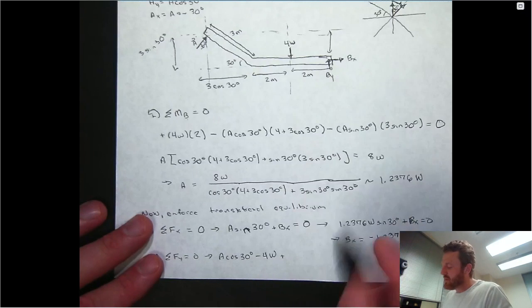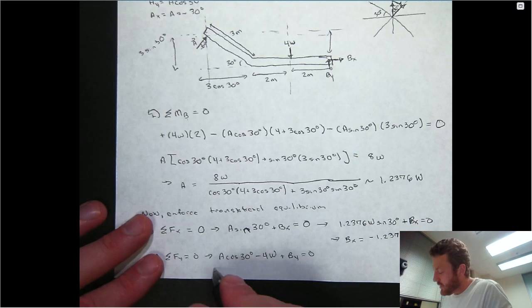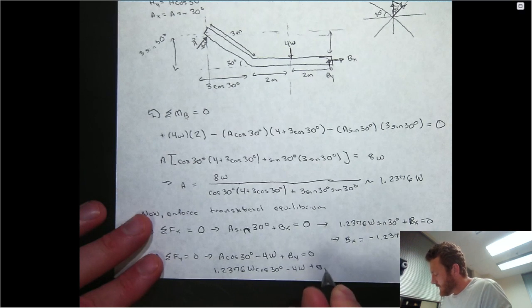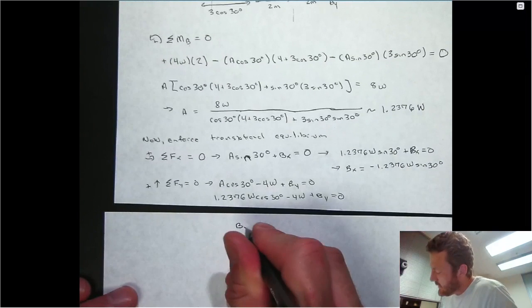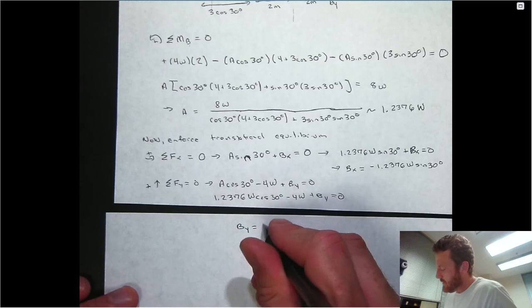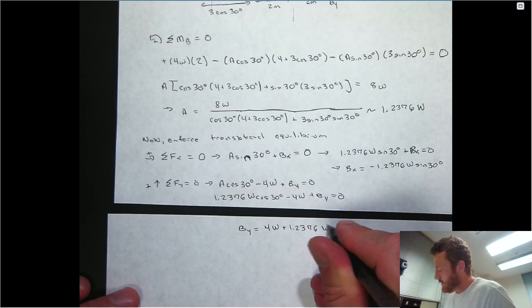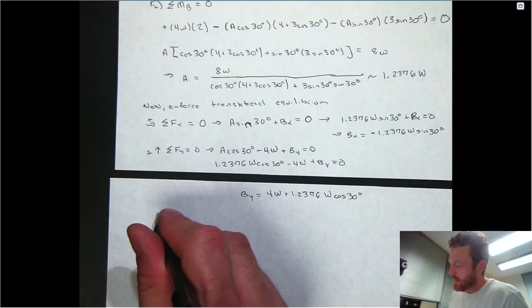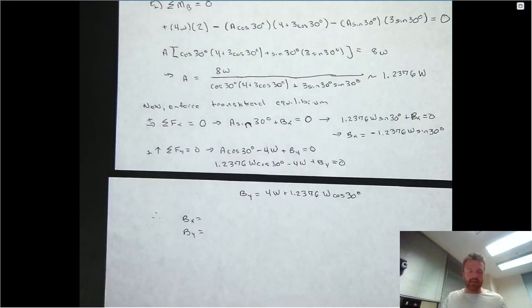And don't forget the y component of the reaction at B. And remember, you can substitute in for A: 1.2376 W cos 30 minus 4W plus By equals 0, which means that By is going to be equal to 4W plus 1.2376 W cos 30 degrees. So let's actually compute what these two things turn out to be. I will just say Bx equals, By equals, and we're going to go to a calculator here.